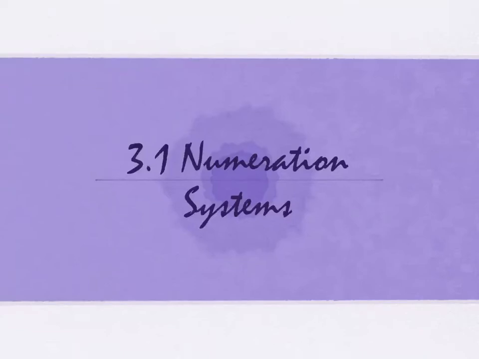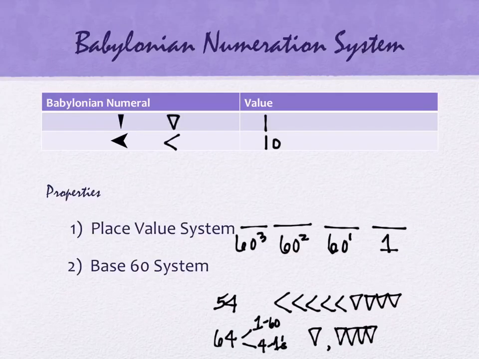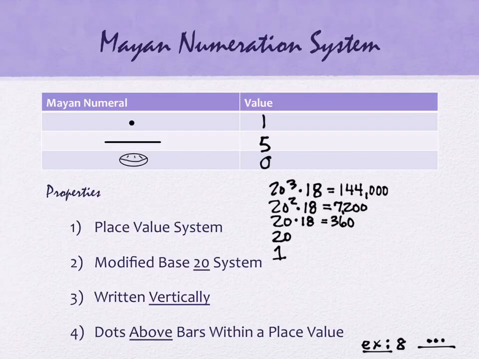So last time we started on section 3.1, which is Numeration Systems, and we were in the middle of talking about our friends the Mayans. Just to remind you where we were, they have three symbols in their system: a dot, a horizontal line, and this shell shape. 1 is the value of the dot, 5 for the line, and 0 for the shell.